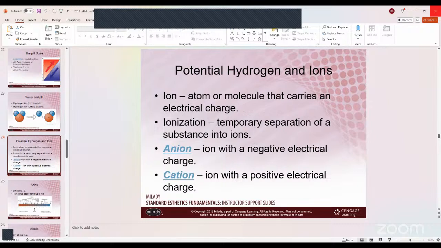It says potential hydrogen ions. The ion is an atom or molecule that carries an electrical charge. Ionization is temporary separation of a substance into ions. And an anion is an ion with a negative electrical charge, and a cation is an ion with a positive electrical charge. Okay. When does this come in effect? When you are using your galvanic machine and you're trying to do disincrustation, which in modern day, what does that equate to? A chemical peel. That's it.